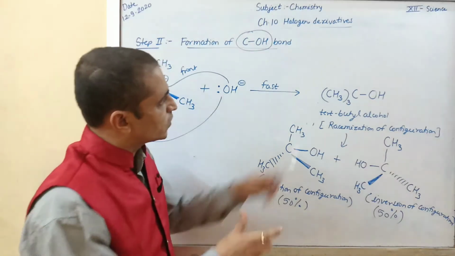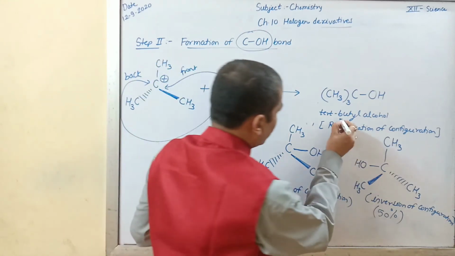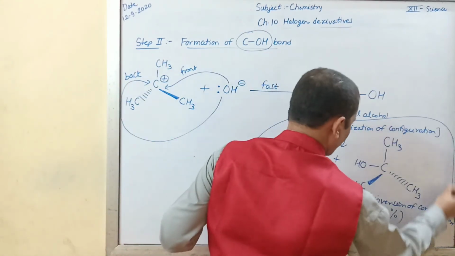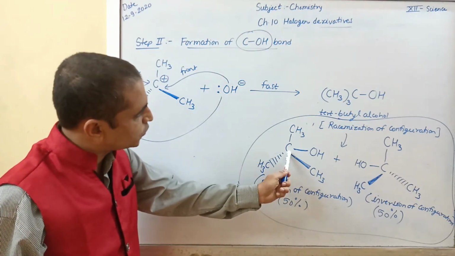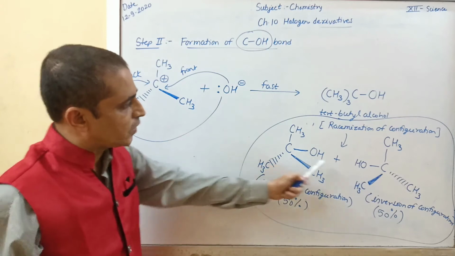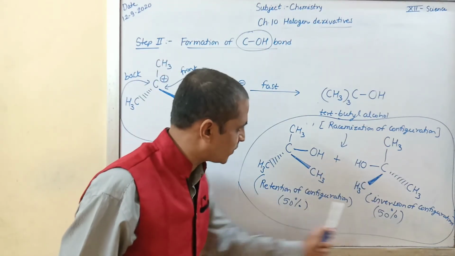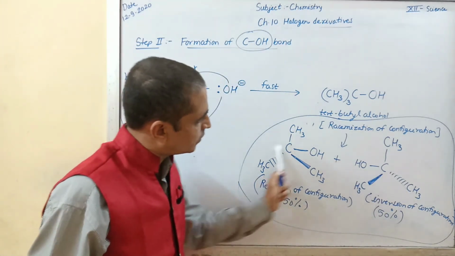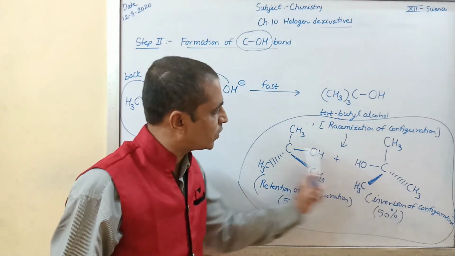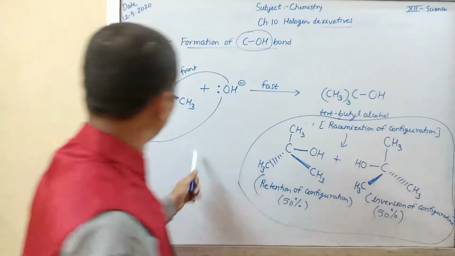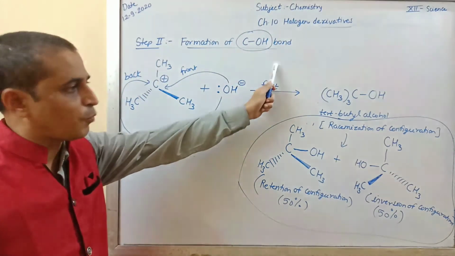I hope you understood this part. In the exam, no need to write down this part. This is about racemization of configuration that I have shown. See here, it is possible due to front side attack of OH, and it is possible due to back side attack of OH. Both have equal amount, 50%, 50%. So it is optically inactive because it is a racemic mixture. They are also called enantiomers. Okay, so it is about step 2, that is formation of C-OH bond.